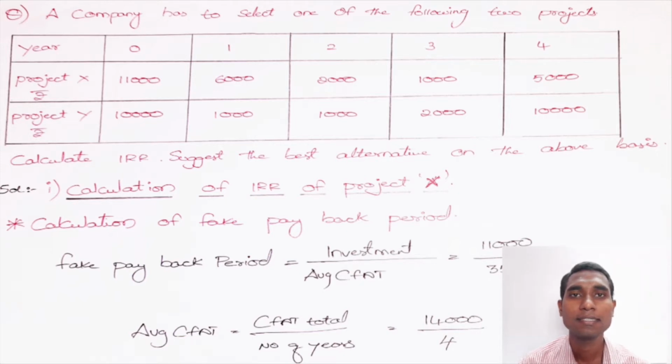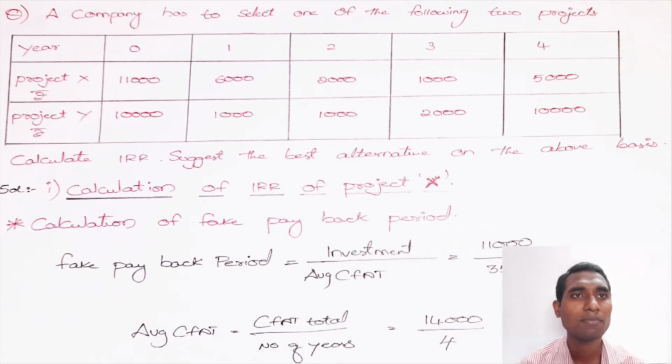Dear learners, in the last session, we did a problem of IRR, which was an independent project. Today, we will take up a problem of a dependent project. That means a dependent project is a project which has more than one project. Here, you can see in the question, there are two projects, project X and Y. Let us go through the question quickly.